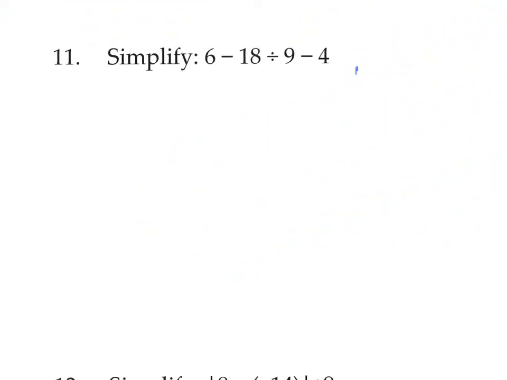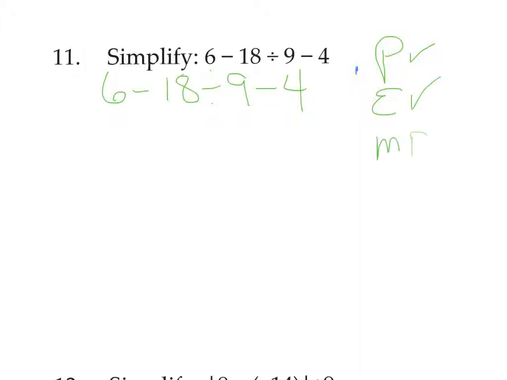All right, number 11 is an order of operations question. Simplify. So let's write the question over. 6 minus 18 divided by 9 minus 4. If you remember order of operations, anything that's in grouping symbols first, so we don't have any of those. Exponents next, and we also don't have any of those. And then the multiply and divide left to right. So we need to do this divide right here that's in the middle before we do the subtracts.